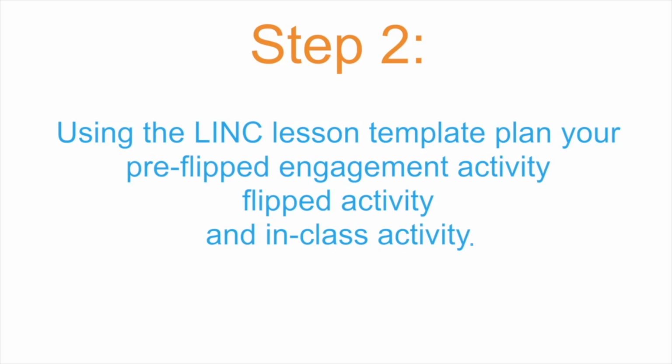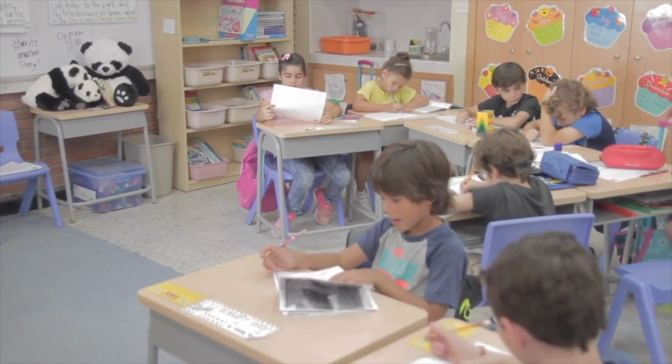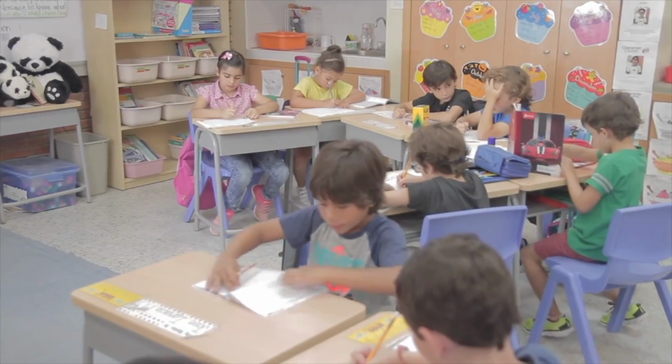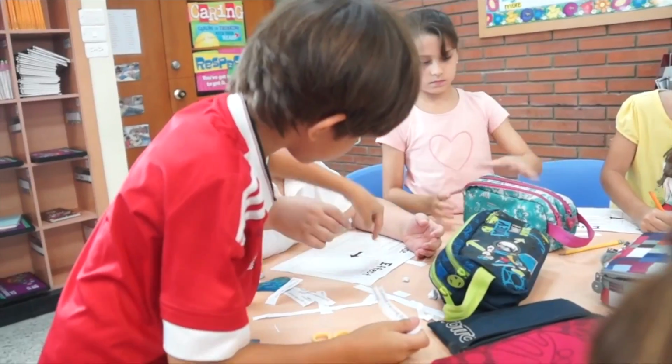Once you have planned the flipped portion of your lesson, you will plan for the in-class activity. Try to focus on collaborative activities and higher order application of the flipped content. You may choose to do a whole group activity or use one of the rotation models for your in-class planning.